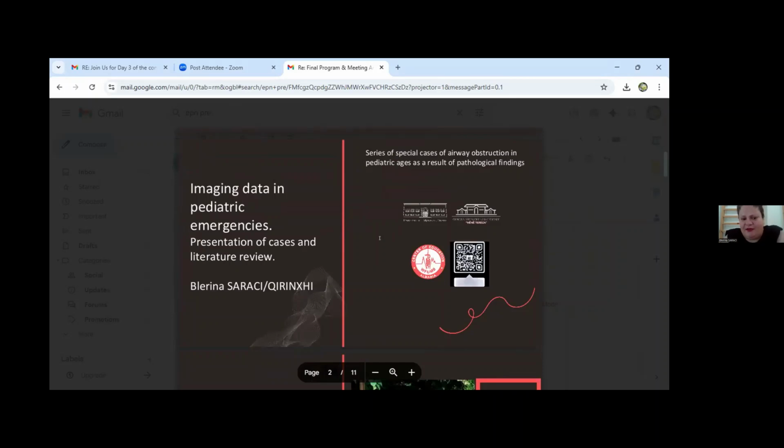Imaging data in pediatric emergency, presentation of cases and literature review, because sometimes more than half of the patients in the emergency room are there for respiratory disease. So this is an important topic. And I will show you a series of special cases of airway obstruction in pediatric ages as a result of pathological findings.